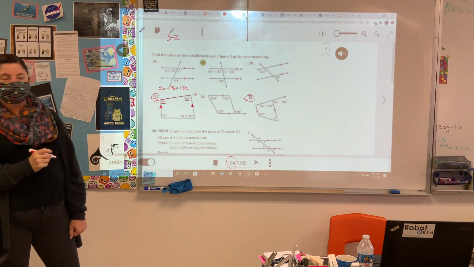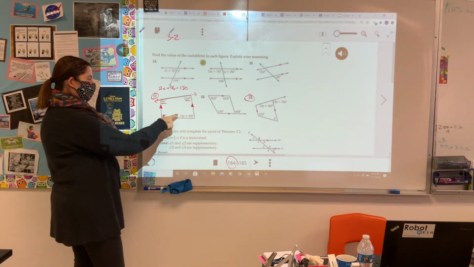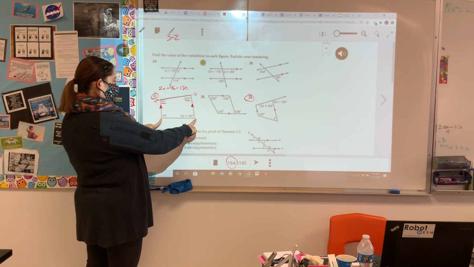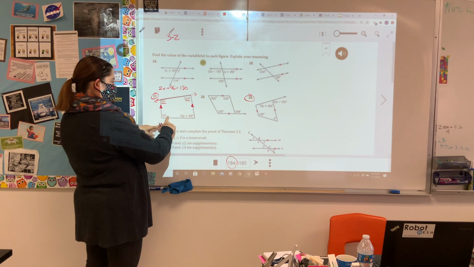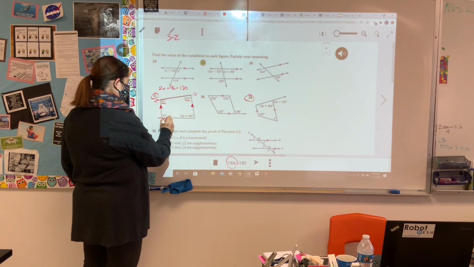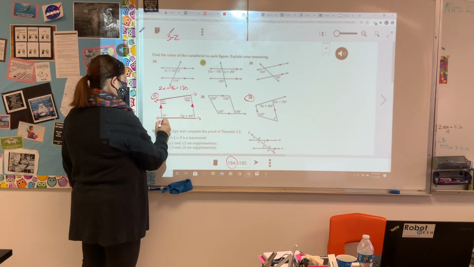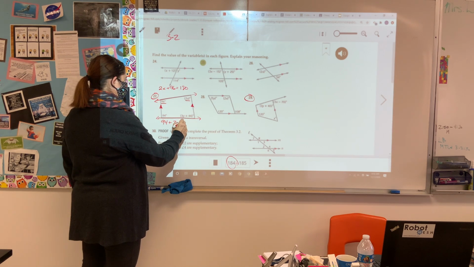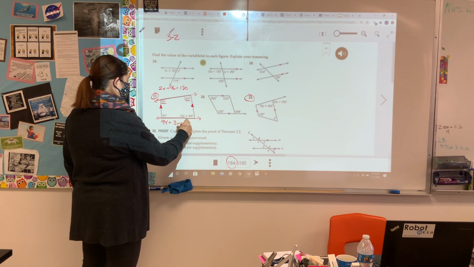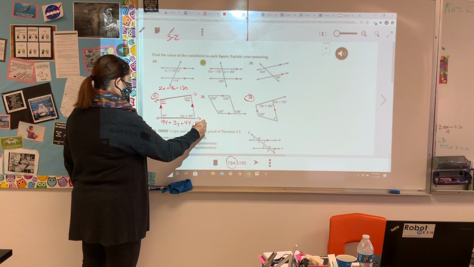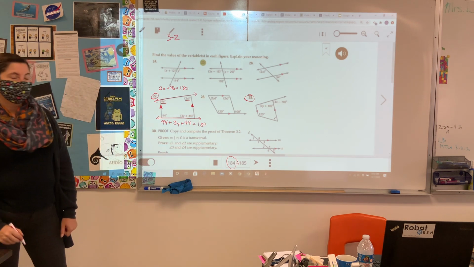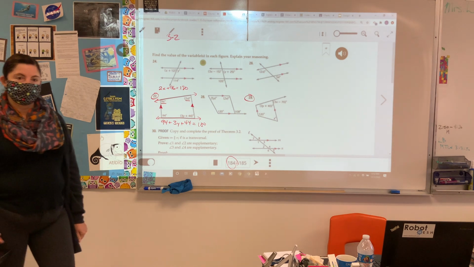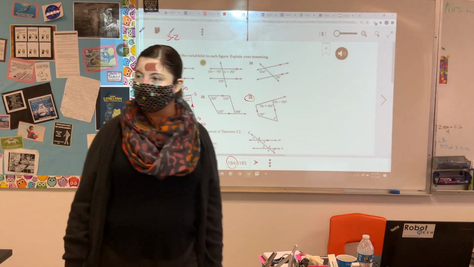And then once I have that, what do we notice here? Well, we still have these two parallel lines, okay, cut by this transversal. So 94 plus 3y plus 44 equals 180. I can solve for x, I can solve for y. Doesn't seem too bad now, right?